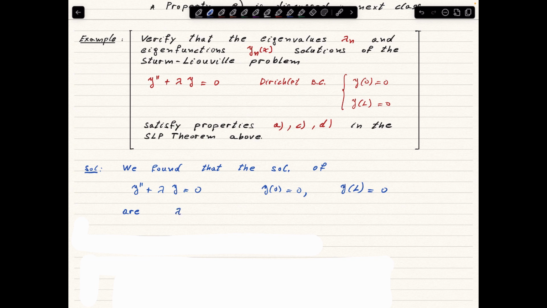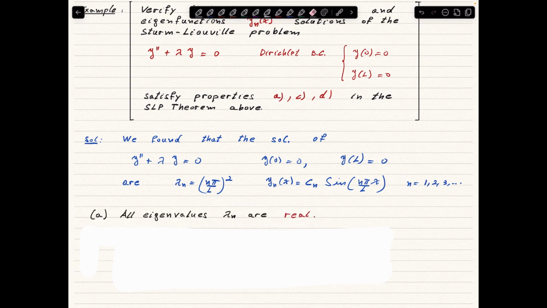recall, lambda n was (n pi over L) squared, and then the y_n's were functions that are proportional, with a proportionality constant different from 0, to sine functions of the argument n pi x over L, and here n started with 1, 2, 3. This is the n we are using as our label. Okay, the first thing we see here is that these solutions satisfy that all the eigenvalues are real.